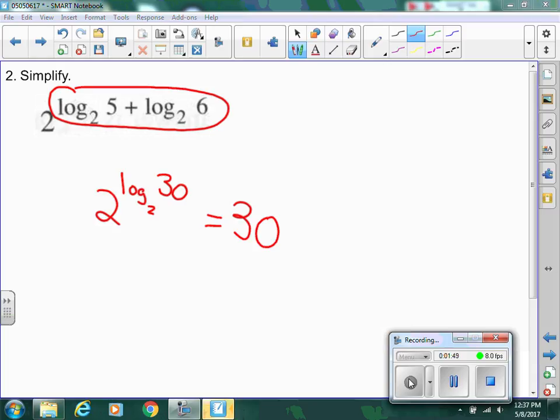I know that if I raise 2 to the 5th power, I get 32. 2 times 2 times 2 times 2 times 2 is 32. That's close, but it won't be 5. It'll be a little bit less than 5. 4 point something, 4.9, I guess.